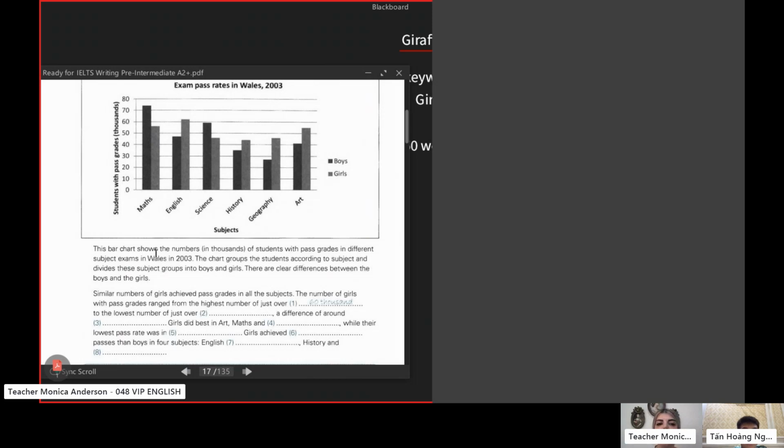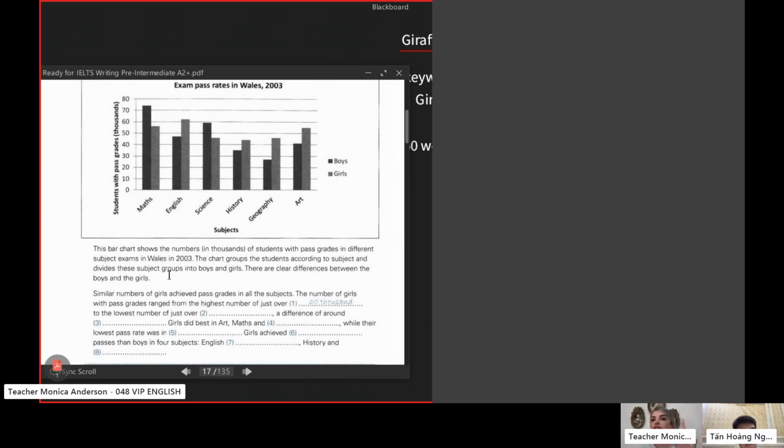This bar chart shows the numbers in thousands of students with pass grades in different subject exams in Wales in 2003. The chart groups the students according to the subject, and divides the subject groups into boys and girls. There are clear differences between boys and girls. So this is our introduction. So what actually is the bar chart about?